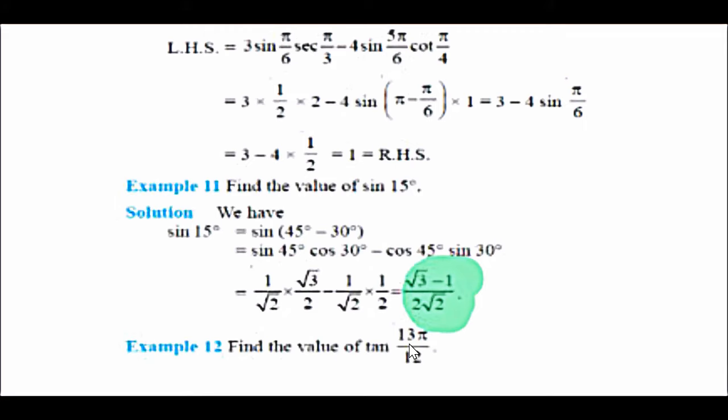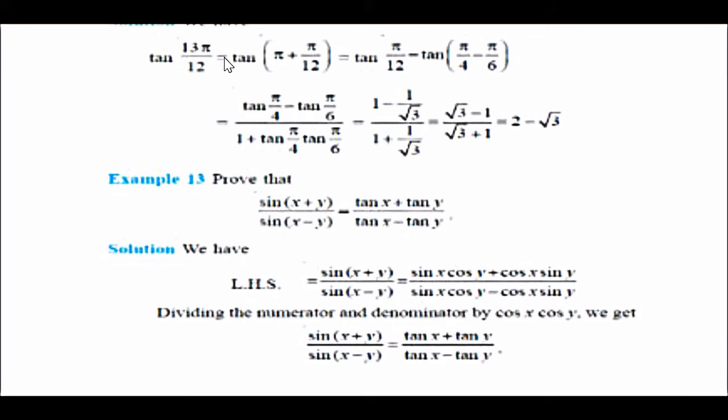Again we have another question, which is tan 13 pi by 12. So you have to find the value of tan 13 pi by 12. How are you going to get that? See, 13 pi by 12 can easily be written as pi plus pi by 12. And you know that tan of pi plus theta is tan theta. So it will be tan pi by 12.